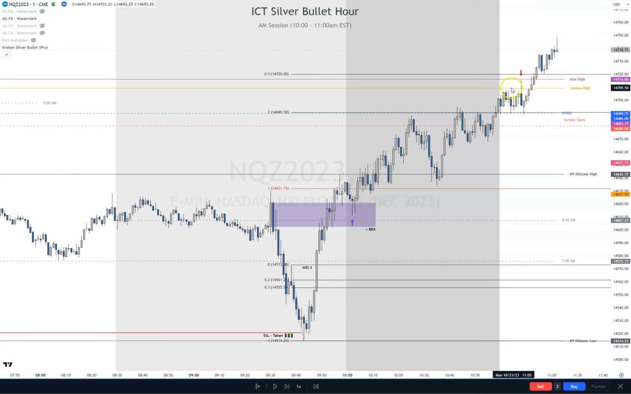But our first target was here, and that was 97 handles. So when Silver Bullet hour started, we came down and we entered on the breaker block, and our targets were the London and Asia high for 97 handles, and we got our TP. All right, so that is your Monday, October 23rd, AM Silver Bullet using the Kraken Silver Bullet Pro indicator.